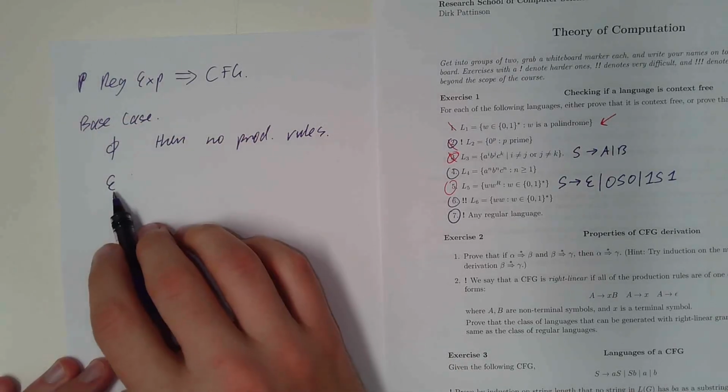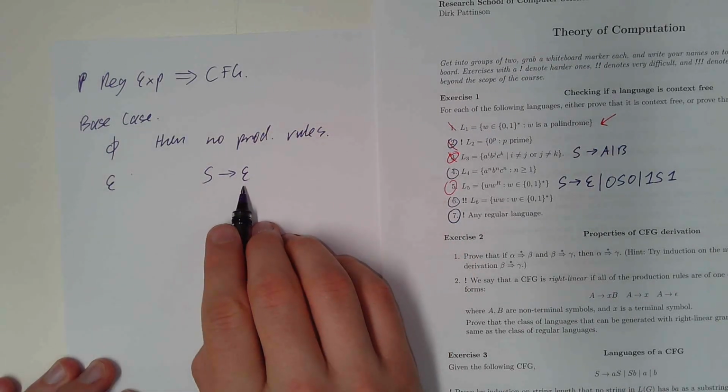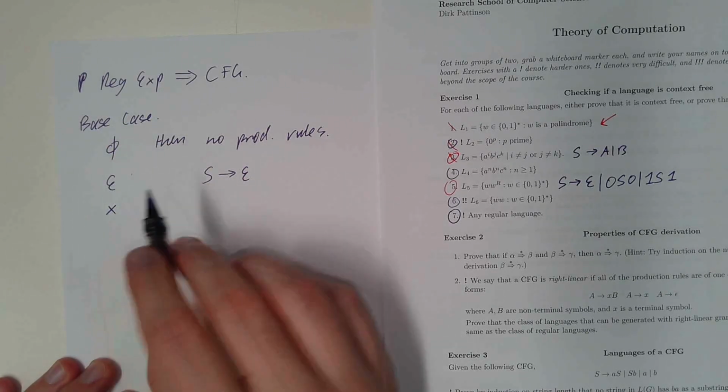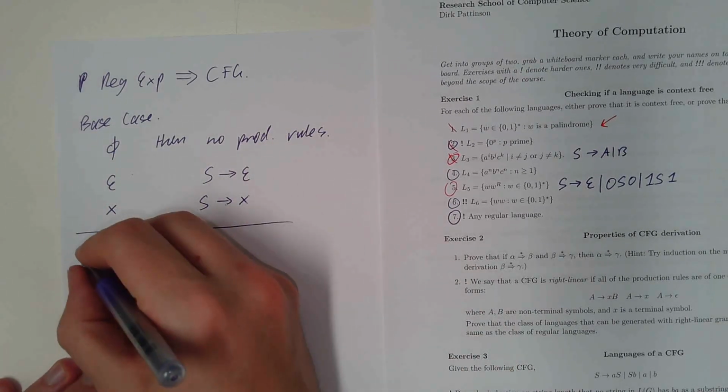If a regular expression can make epsilon, well then I just add a transition from the starting state to make epsilon. And if the regular expression can make the token x, well then from the starting state I just produce x. So those are my base cases done.